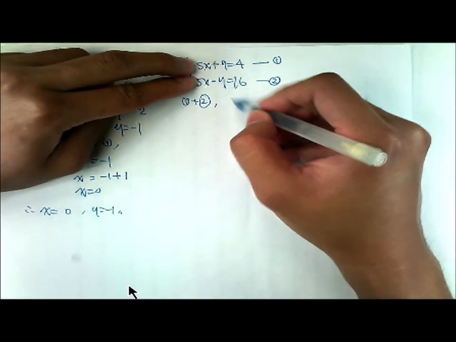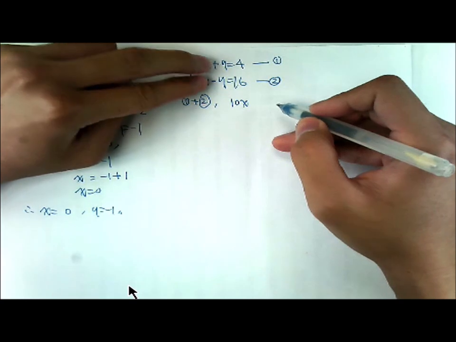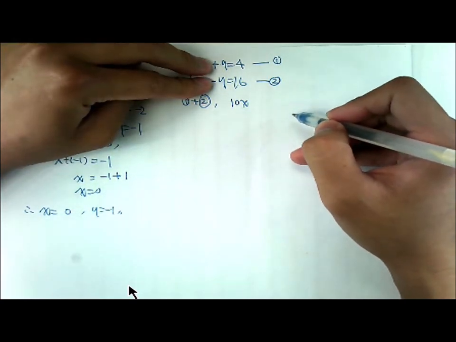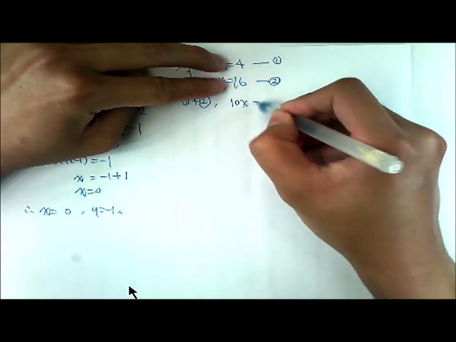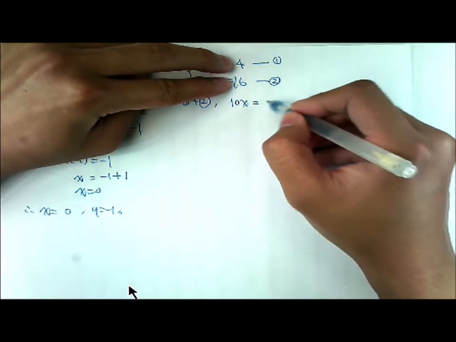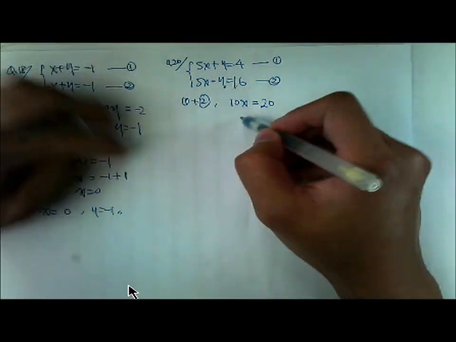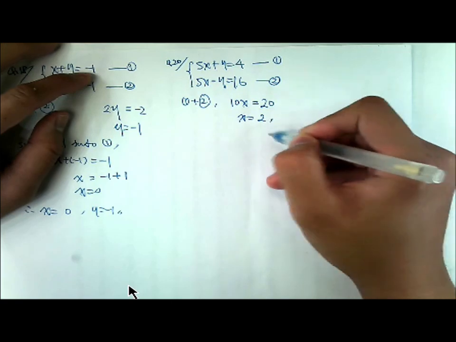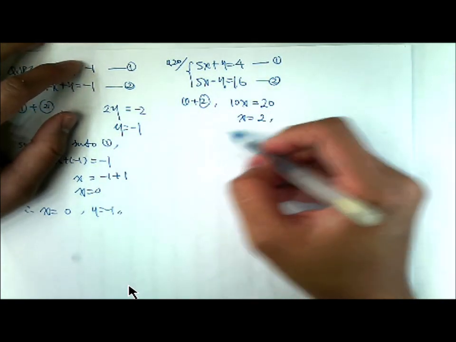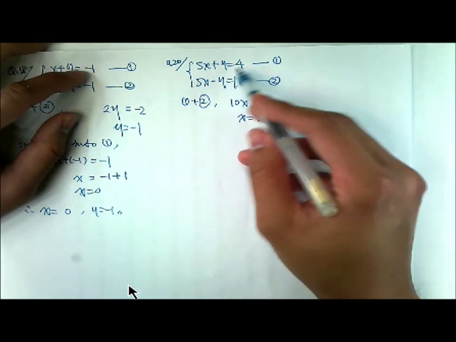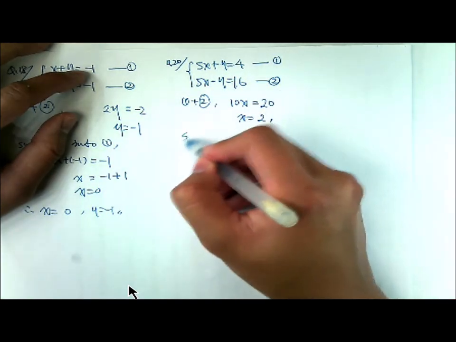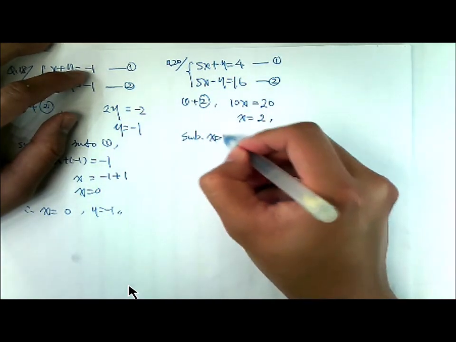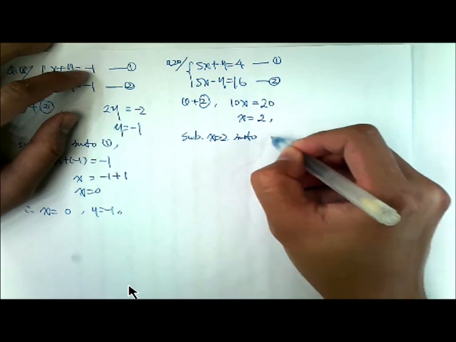5x plus 5x become 10x, right? Positive y plus negative y is 0, right? Give an equal sign. 4 plus 16 will become 20, okay? Divide both sides by 10, you got x equal to 2, understand? So you have to calculate y. You choose one equation. I will choose equation 1. So I will substitute x equal to 2 into 1.